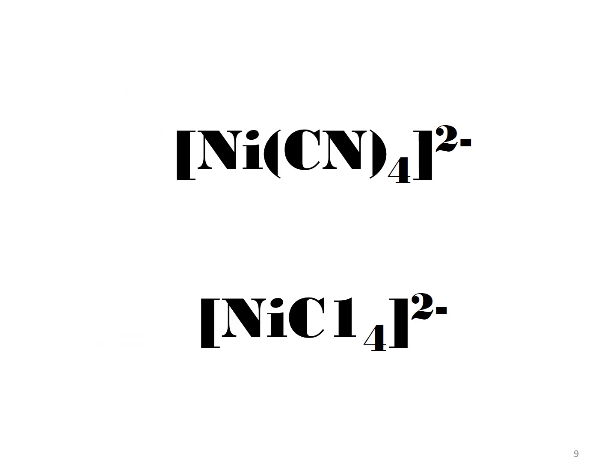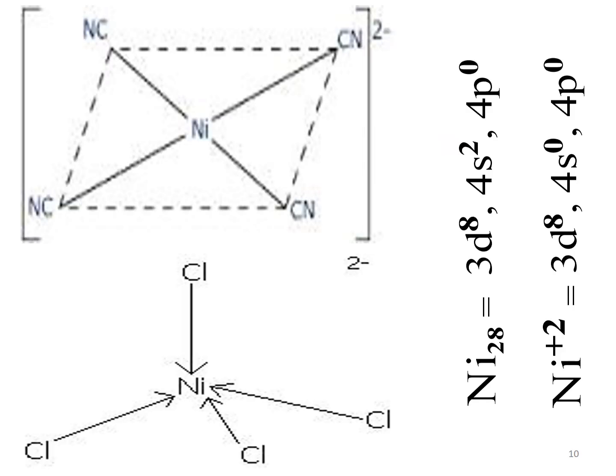These are the two different complexes of nickel: tetracyanonickelate and tetrachloronickelate. We shall discuss one by one their electronic configuration, their oxidation state, their mode of hybridization, and ultimately the number of unpaired electrons present in the complex and their magnetic moment. This is a very clear description of this complex.